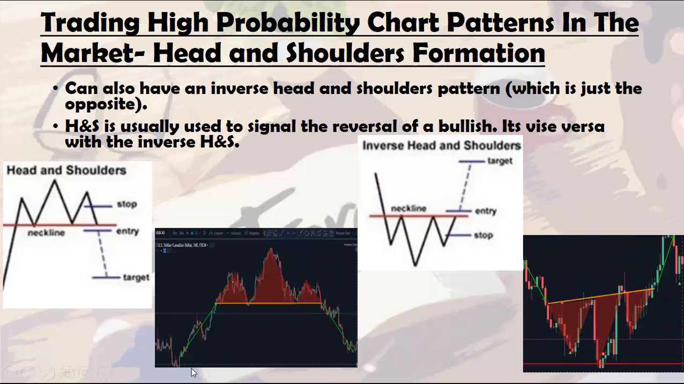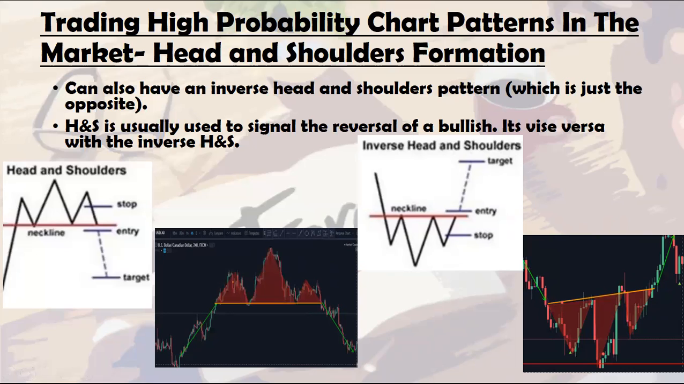Now you can also have an inverse head and shoulders, which is just the opposite, like this pattern flipped upside down. Head and shoulders is usually used to signal the reversal of a bullish pattern. So if the market has been going up, going up, going up, then a head and shoulders pattern forms, that means the trend is about to reverse, because it's kind of like a crown or a little mountain. But one thing you want to keep in mind is that the second and third legs are always smaller than the middle leg. You feel me? That's why you call it a head and shoulders.